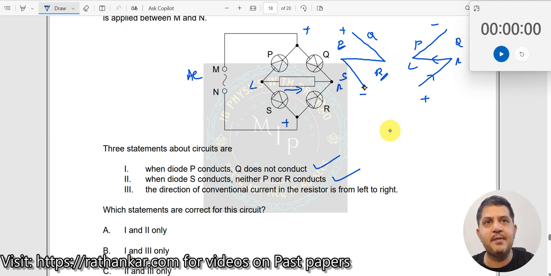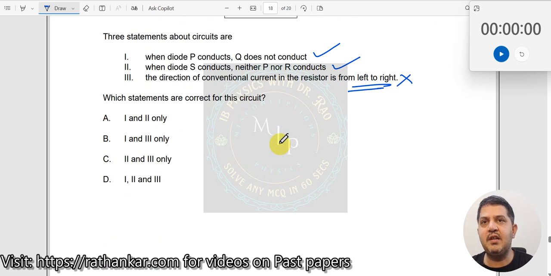And here also, what happens? The current starts from here, positive, right? The current starts from here and goes like this. It's once again going from right to left over here. So what can you understand? This is incorrect. It's not going from left to right. Therefore, statements 1 and 2 are correct. Answer 1 and 2 only. The answer is A.